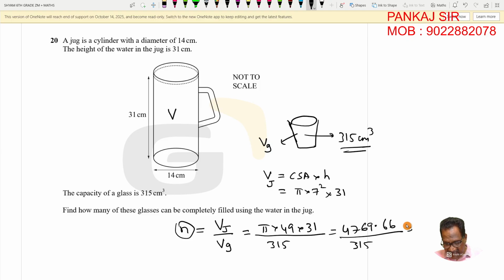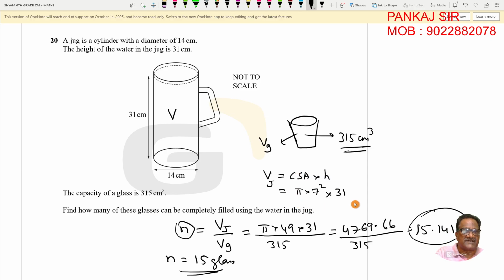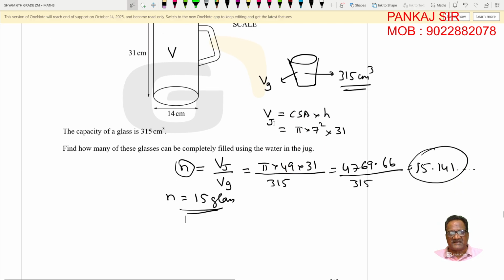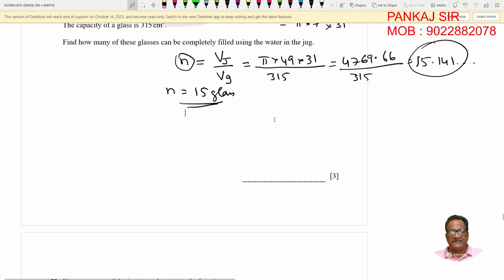I am getting the answer as 15.141 recurring. So my n should be approximately equal to 15 glasses. This is the answer for your question number 20. So how many glasses can be filled up? 15 glasses. This was a 3-mark question.